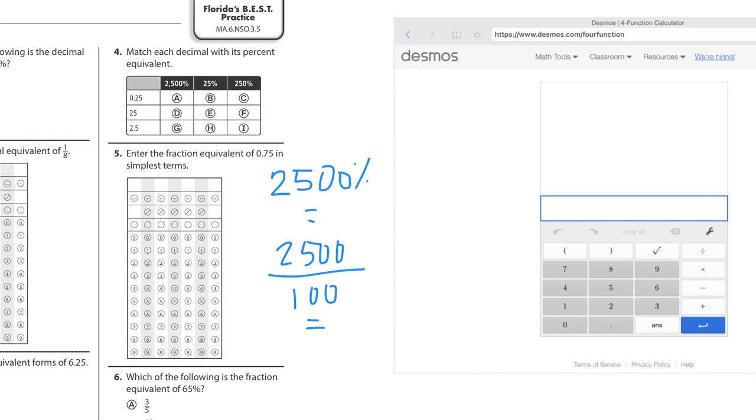Let's go to our calculator and write 2,500 divided by 100. That gives us 25. So this equals 25. And that means that it's, oh, no, that's wrong. That means that it's D, 25 is D. Okay, next one.